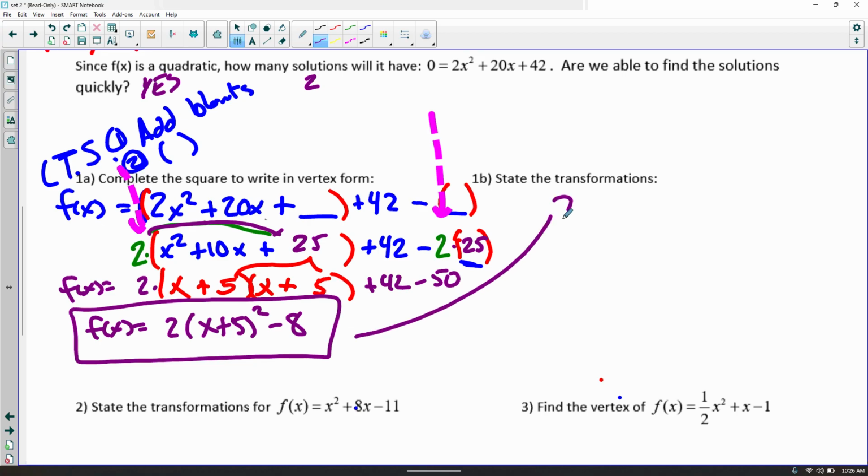State your transformations. Yes, vertical stretch of 2. Left 5. Down 8.